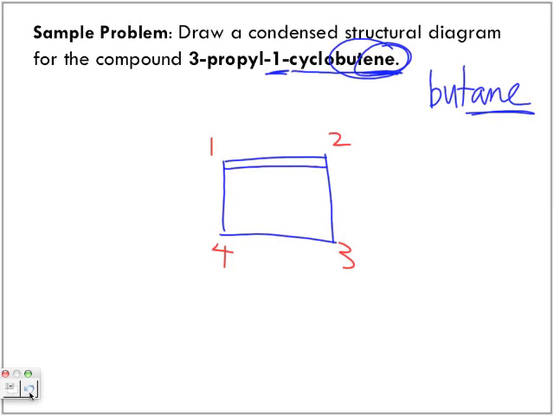There's my double bond. Now, I got to show a propyl group on the number 3 carbon. Monkeys eat peeled. So 3 carbons. 1, 2, 3 carbons. This first carbon, 2 bonds, 2 hydrogens. Second carbon, also 2 bonds, 2 more hydrogens. This last one has only 1 bond, only room for 3 hydrogens. So here is my drawing. This is a 3 propyl, 1 cyclobutene.